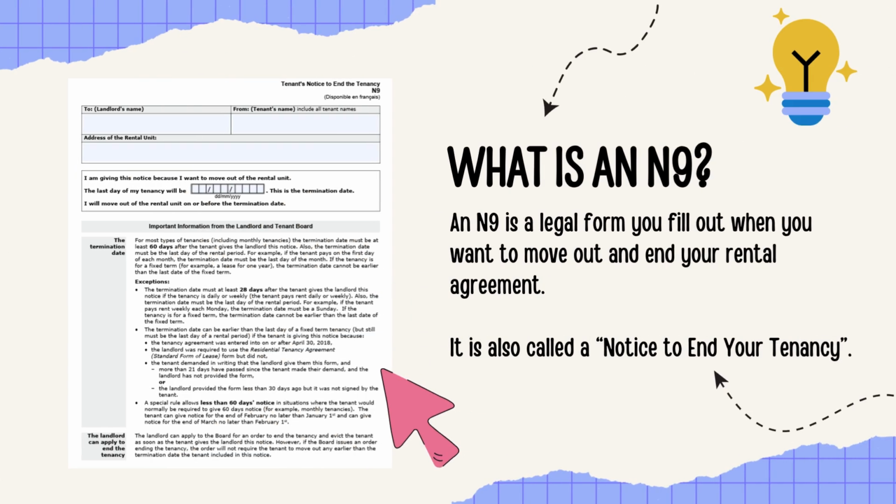An N9 notice is a legal form you fill out when you want to move out and end your rental agreement. It is also called a notice to end your tenancy. By giving this notice, you are telling your landlord you plan to move out.